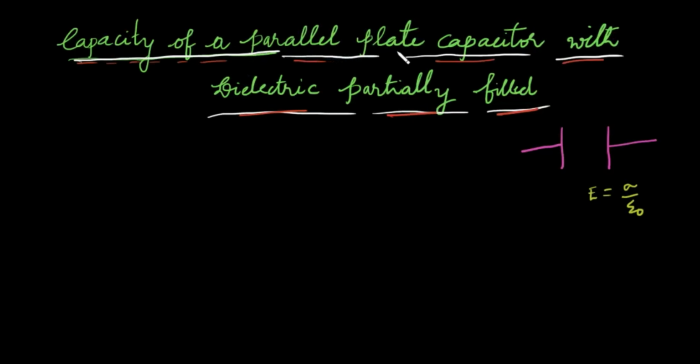Capacity of a parallel plate capacitor with the dielectric partially filled. Earlier we filled the capacitor completely with the dielectric. Now we will fill the space between the parallel plates partially. Now in a parallel plate capacitor, the electric field E is equal to sigma by epsilon naught. Right? Now I will consider one parallel plate capacitor.